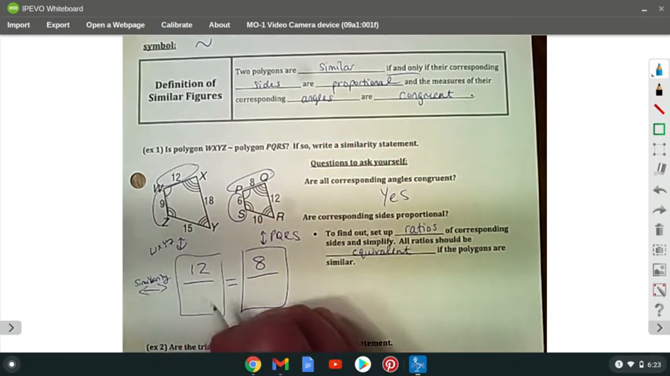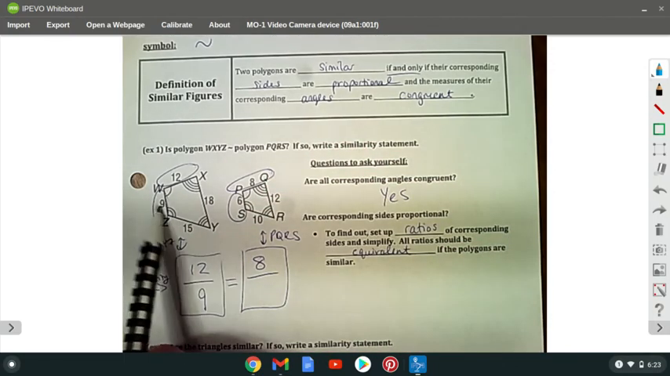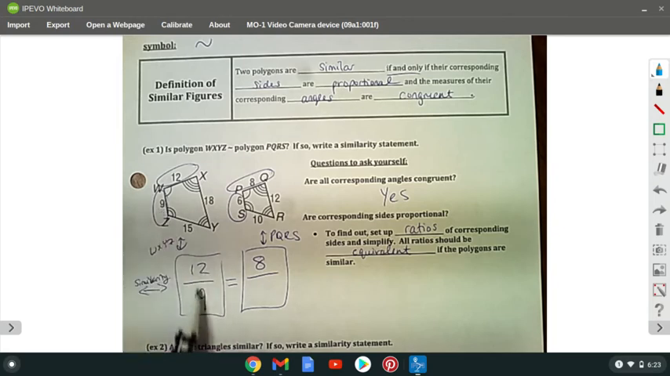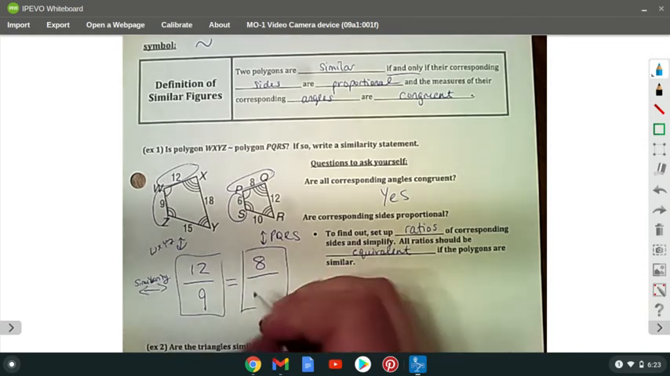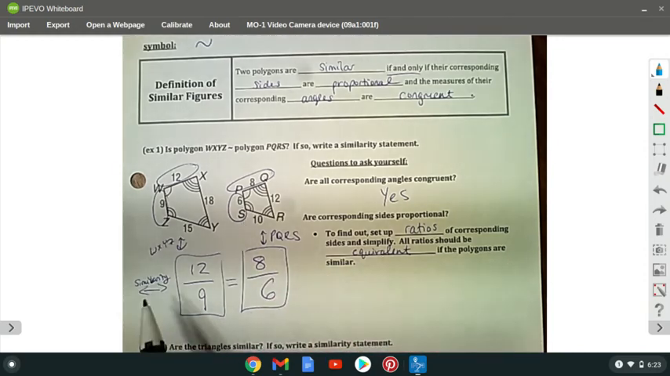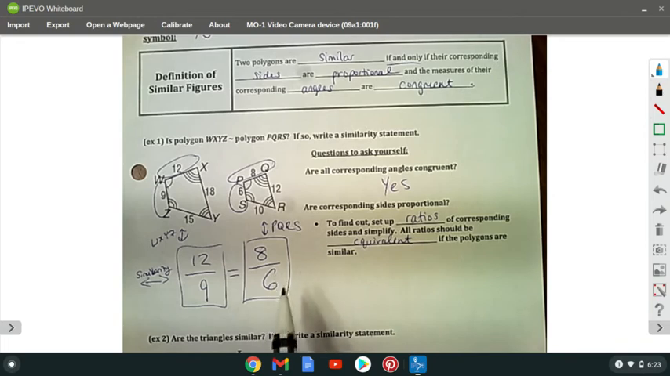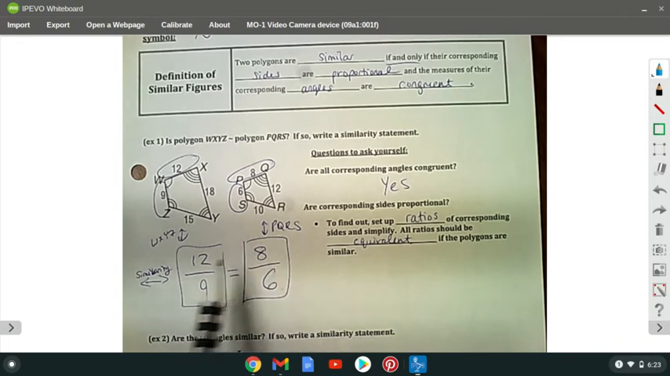So the 9, I'm going to put here because the 9 is in the triangle with the 12. So I'm putting it underneath it. Next to the 9, I should be putting what I think is similar to it. I think 6 is similar to it. So the key thing to make sure you're not messing up your proportion here is the 6 and 8 are in the same triangle, so they're on the same fraction. 12 and 9 are in the same polygon, so they're in the same fraction. Sideways, 12 was similar to 8, 9 was similar to 6.